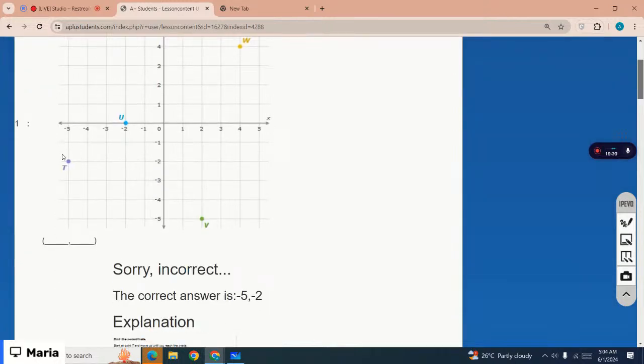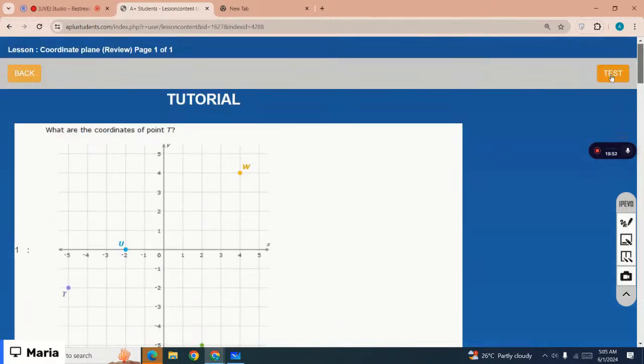So here is the point T, right? You have to find the coordinates of the point T. So you have to look at the x-axis, that is -5, and then you have to look at the y-axis. So the coordinates of the point T are -5 and -2. Okay, let's just start with the practice questions.